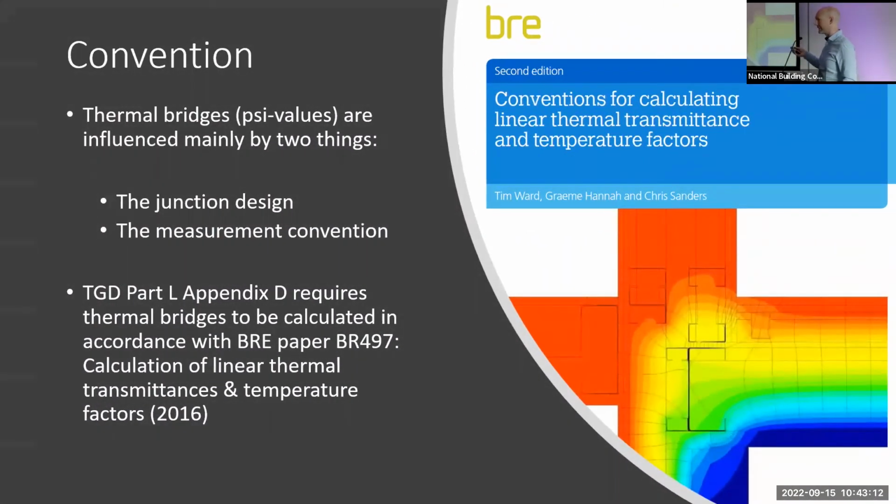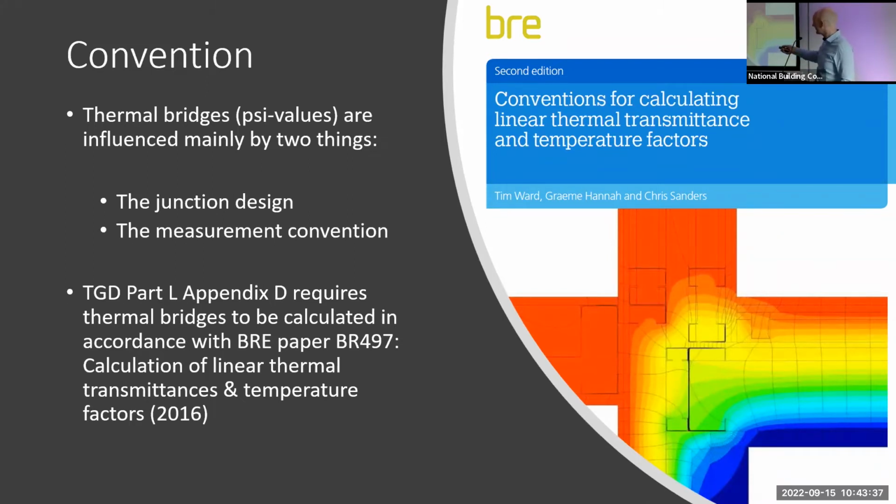The document or the convention we use here is a BRE document called BR 497. And that describes the calculation of thermal bridges from two perspectives. One is energy. The things that affect the psi value are the junction design. So go back to that previous example. If you've got a block going straight through a wall meeting a roof, for example, or you change that out for a lightweight block, that affects the junction design and affects the heat flow there and affects the psi value.